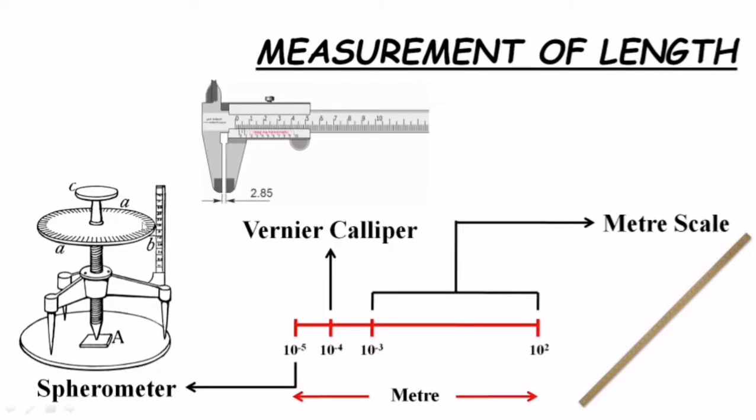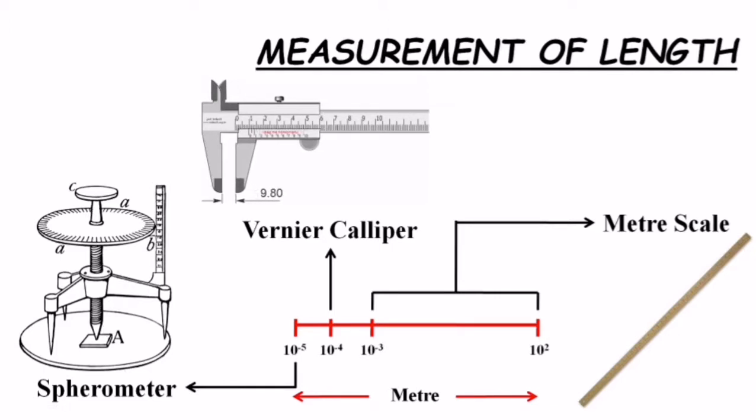Once that is done, you can remove the lens or glass slab, whatever it is, and you can place the spherometer on a plane surface. And you will again turn the screw C till you feel the resistance. And then you will again take the readings. Now, depending on whether you are measuring the radius of curvature or the thickness, you have different formulas that you can use.